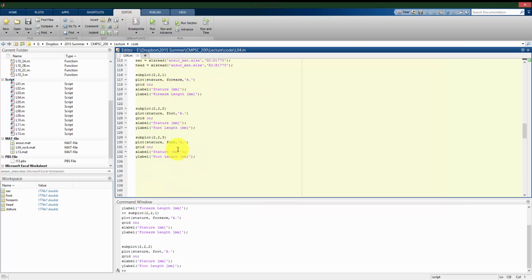Now 223, I'm going to have my ear length. And in the last one, I'm going to put my head circumference.